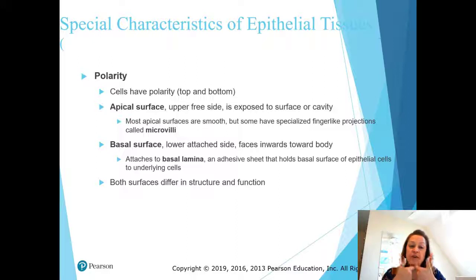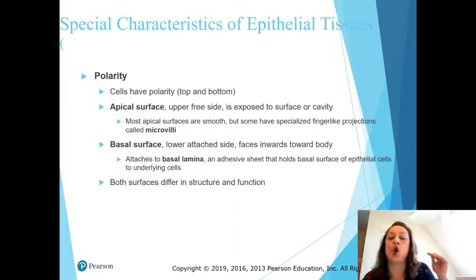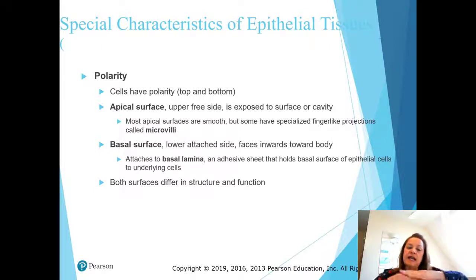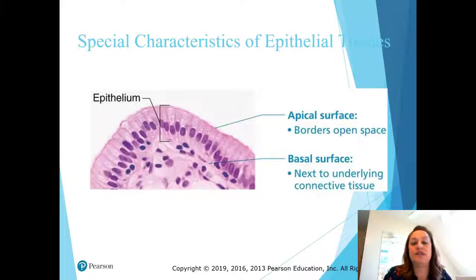The lining of your mouth is also stratified squamous, right? But it is an apical surface. It's exposed to a cavity. The basal surface is the attached surface. So this epithelial tissue is attached to the tissue underneath it, all right? And it touches that next connective tissue on the basal surface. So we have a top and a bottom, or an exposed side and an attachment side.